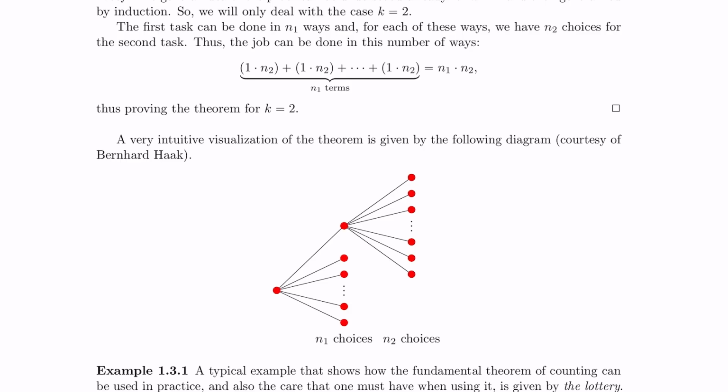If instead of k equals 2 you consider a generic k, then the job can be performed in n1 times n2 times etc. nk ways. Let's immediately put in practice the fundamental theorem of counting with the example of the lottery.